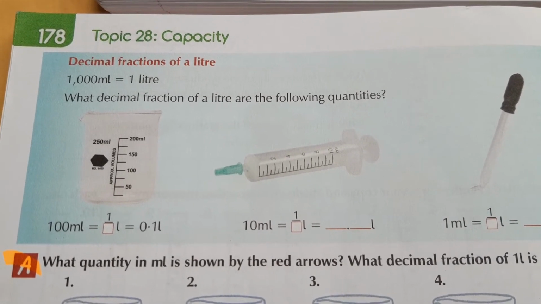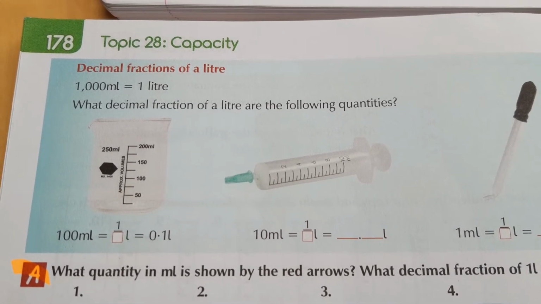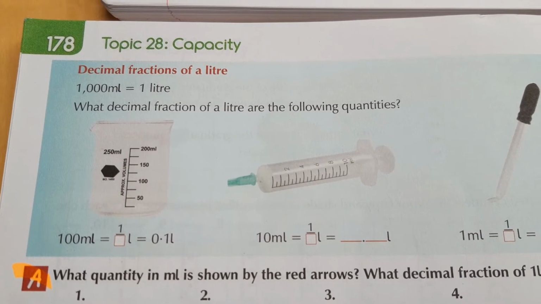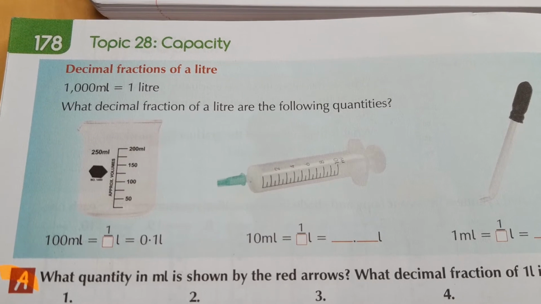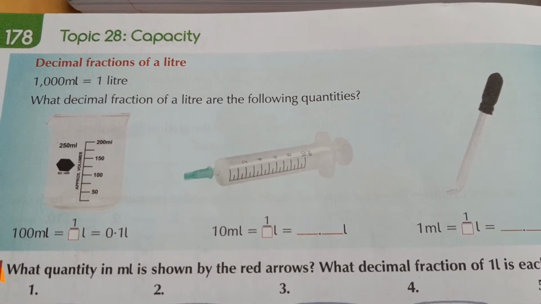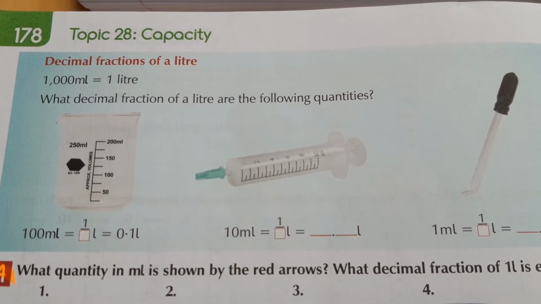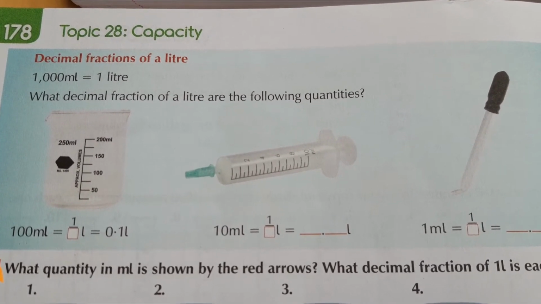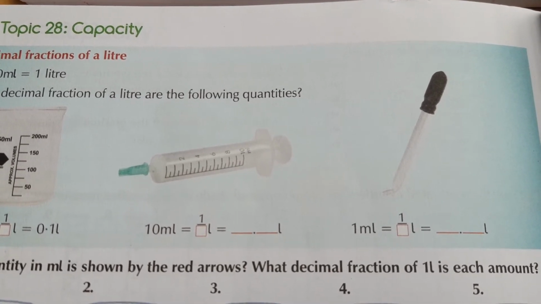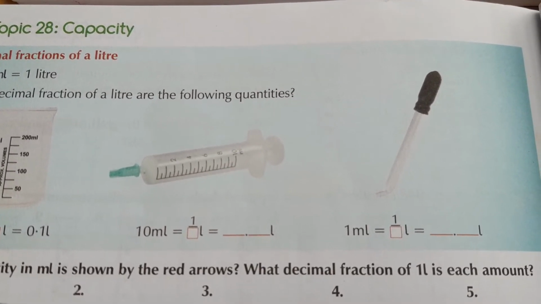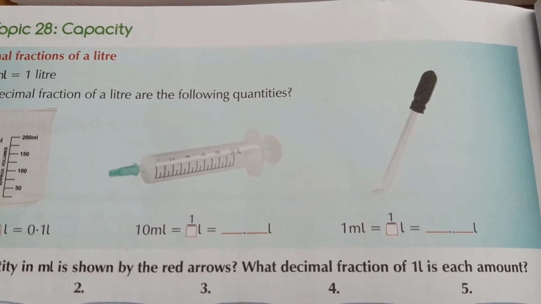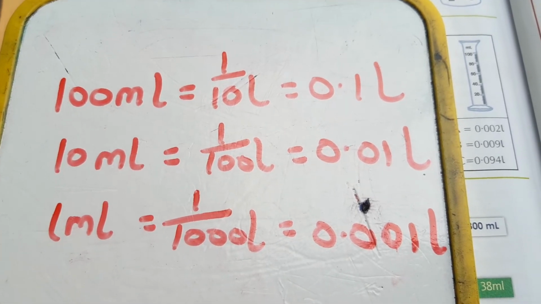So the first one is 100 millilitres. It's what percentage or what fraction? It's 1/10 of a litre. And if you write it as a decimal fraction, it's 0.1 litres. The next one is 10 millilitres. That's 1/100th of a litre. So it's 0.01 litres. And the next one then is a smaller measure again. It's 1 millimetre, which is 1 out of 1,000, which is 0.001 litre. That's what the three of those look like.